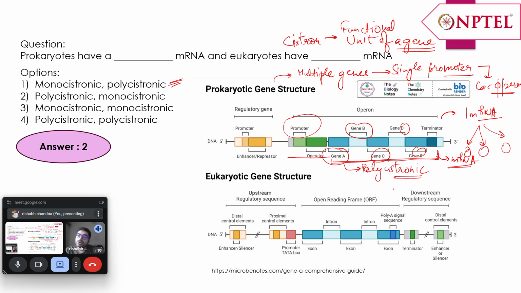Now, moving on to the eukaryotic gene structure, in case of eukaryotes the complexity is higher, so one promoter leads to the production of only one particular gene. This particular gene would produce only one protein. That is why this particular mRNA would have only one cistron, and so it is called a monocistronic RNA.